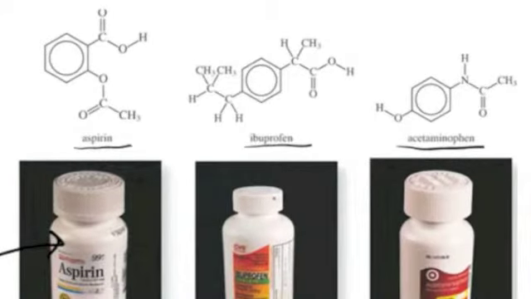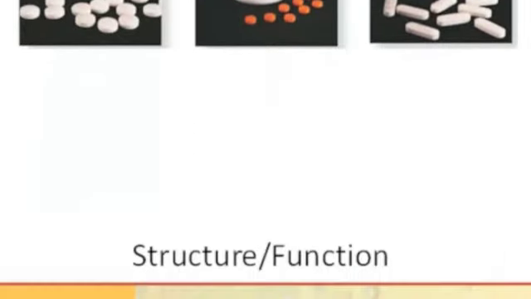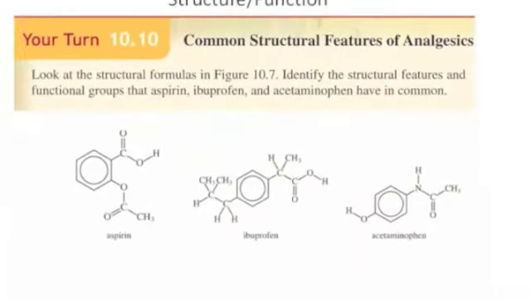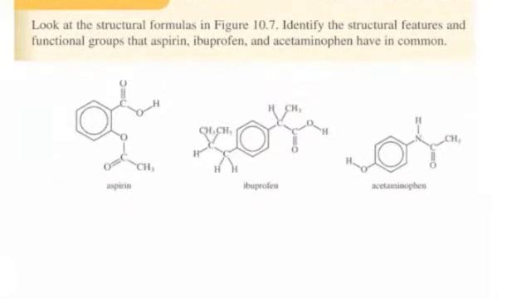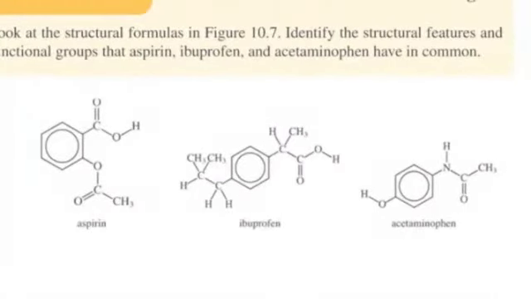So what we're going to do is look closely at these three molecules, aspirin, ibuprofen, and acetaminophen, and see if we can figure out what it is about the molecules, the functional groups on the molecules, that makes each one have a slightly different physiological effect. Okay, so first of all, let's take a look at this exercise from the book. And it says, look at the structural formulas in figure 10.7, and figure 10.7 is just this picture right here, and identify the structural features and functional groups that aspirin, ibuprofen, and acetaminophen have in common.